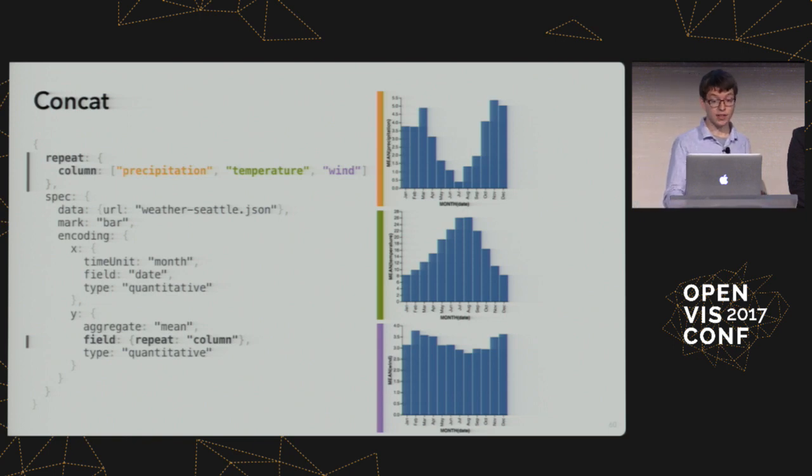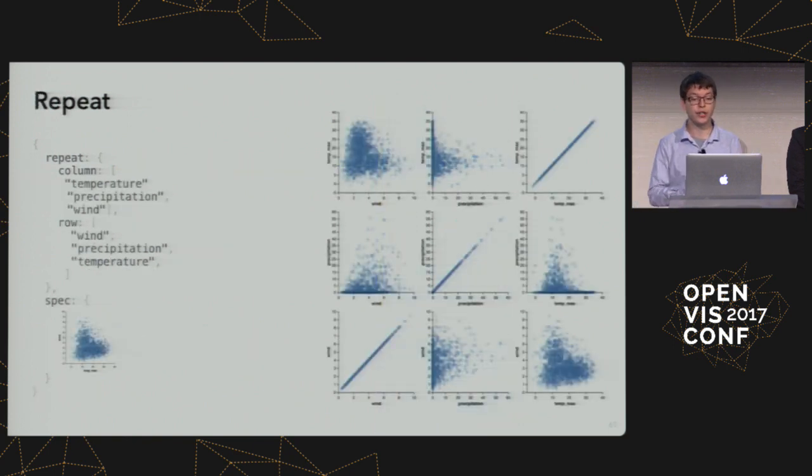We can also take this a step further and use the repeat operator to repeat over multiple lists. The operator then creates a view for each entry in the cross product of the two lists. And the result of repeating a single scatter plot is a scatter plot matrix, or SPLOM for short. Of course, you can repeat arbitrary views, not just scatter plots.